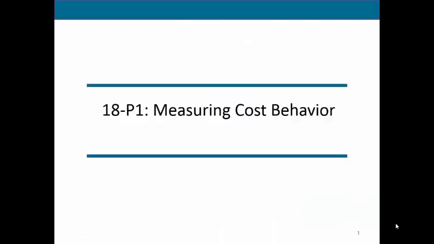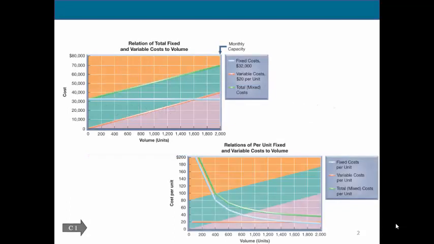So now we're going to look at three different methods that will allow us to measure cost behavior. And what I mean by measuring cost behavior is, once we have an understanding of how our costs behave, meaning our fixed and our variable costs, we can analyze that information and we can come up with an equation that helps us to estimate what our total costs will be at any quantity for making our product. So let's look at that.